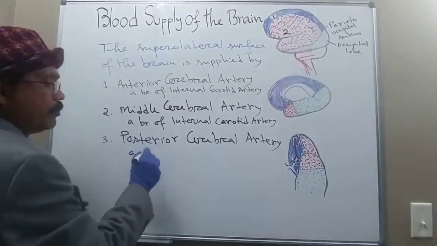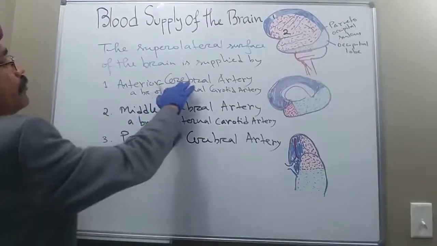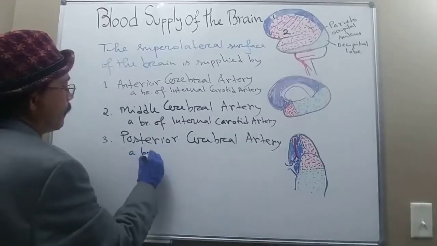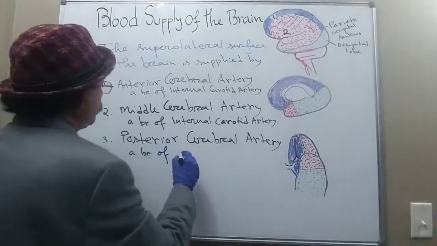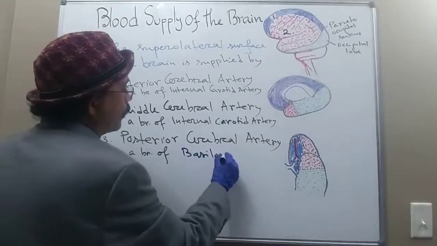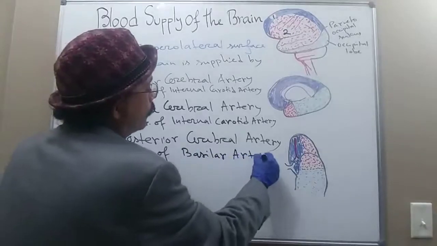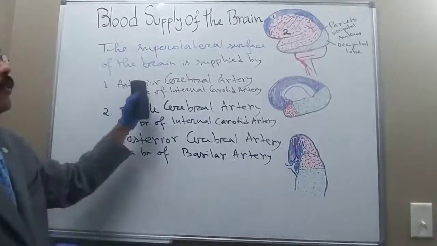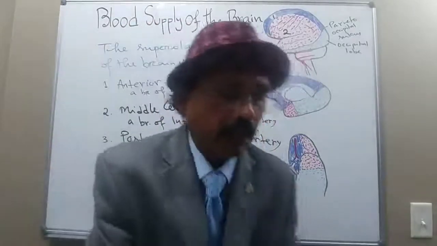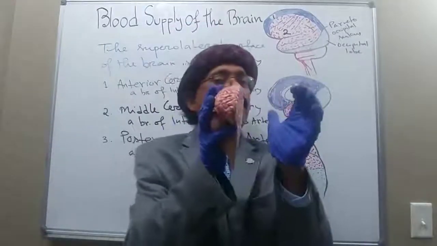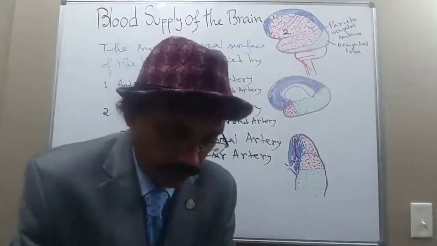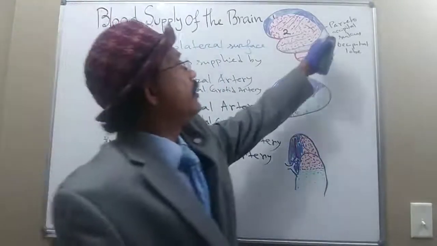So the posterior cerebral artery is a branch of the basilar artery. We have 2 posterior cerebral arteries, 2 anterior cerebral arteries, and 2 middle cerebral arteries, because we have two on the superolateral surface. This is one half of the brain, and this is the other half. The posterior cerebral artery supplies this part.